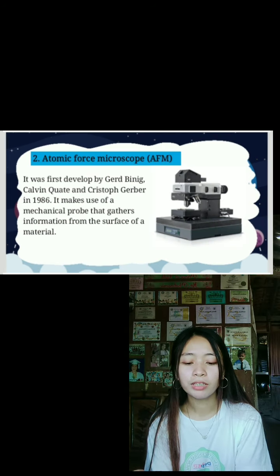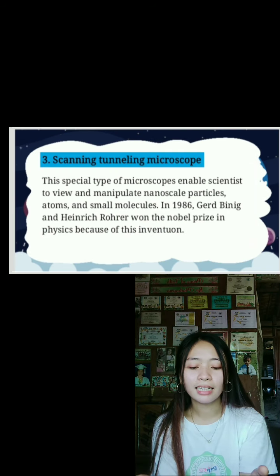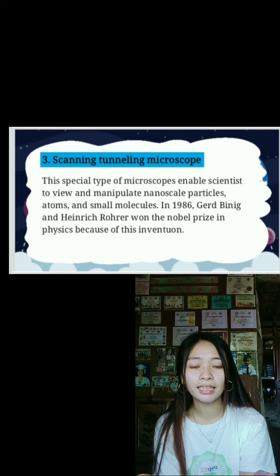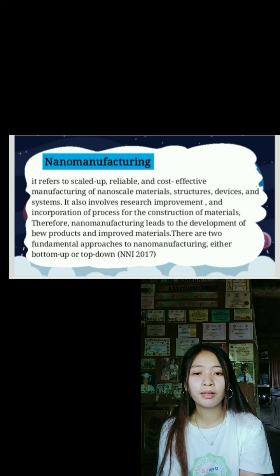Number 2, atomic force microscope or AFM. It was first developed by Gerd Binnig, Calvin Quate, and Christoph Gerber in 1986. It makes use of a mechanical probe that gathers information from the surface of a material. And then number 3, scanning tunneling microscope. This special type of microscope enables scientists to view and manipulate nanoscale particles, atoms, and small molecules. In 1986, Gerd Binnig and Heinrich Rohrer won the Nobel Prize in Physics because of this invention.